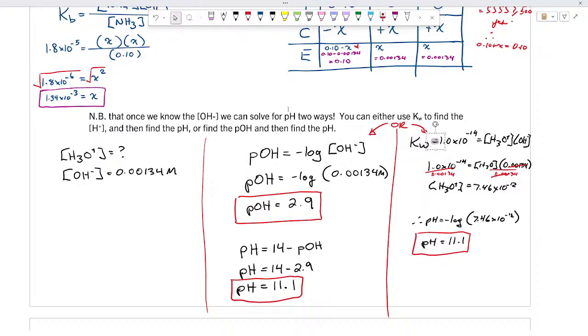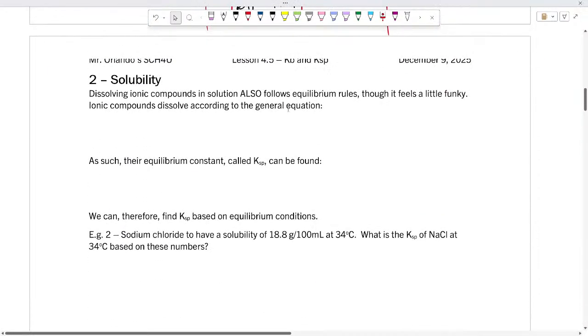Okay, there's one other thing we want to talk about, which is solubility.